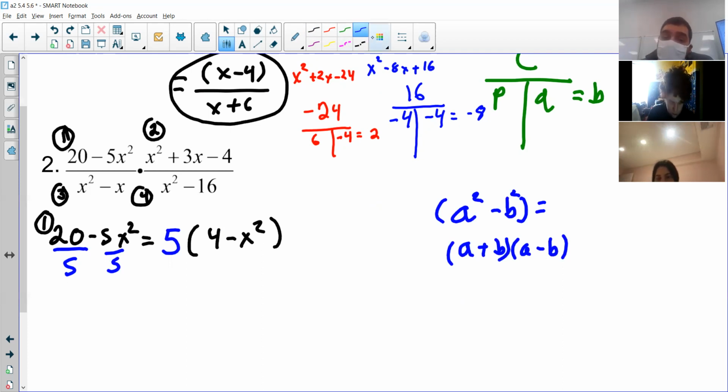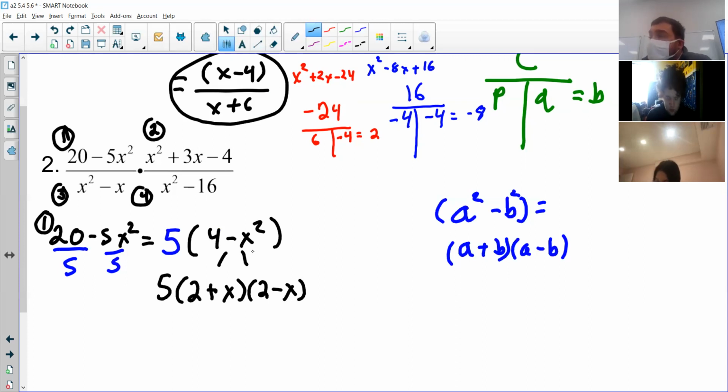Yeah. So in this case, 4 minus x squared can be split up as 2 plus x and 2 minus x, because those are both perfect squares. So remember, you're trying to break it down as much as possible, and there might be multiple ways to break it down. Go ahead.